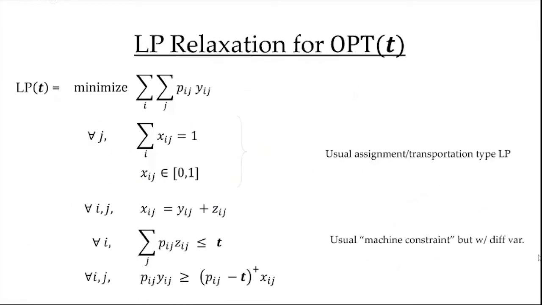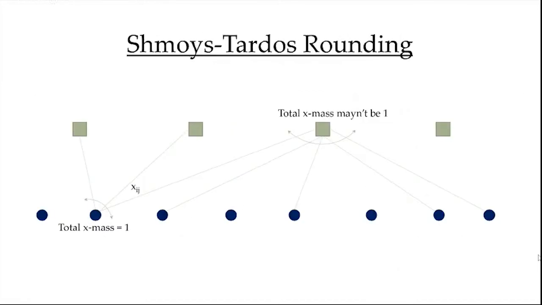Again, there are jobs on one side, machines on the other side. I'm going to flip them, so jobs will be down, machines will be on top. And what does the LP say? Just the x values, we'll come to y's and z's later. The x values say every job has to be allocated somewhere, so total x mass is one. But the total x mass on a machine may not be one. It can be more than one, it can be less than one.